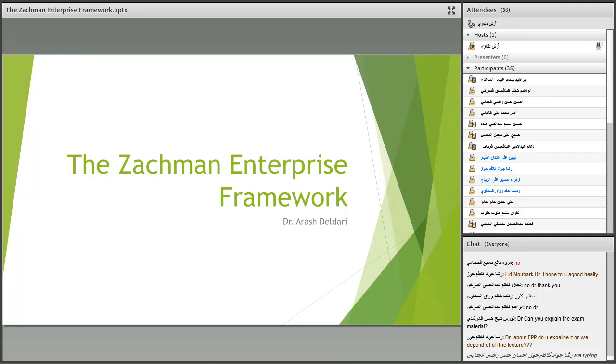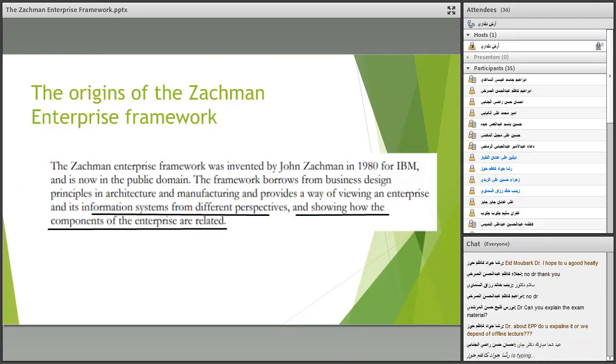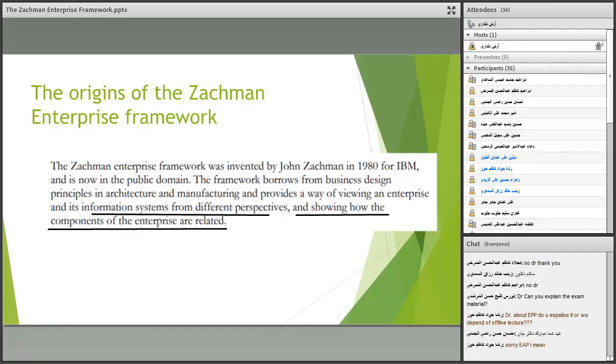The Zachman framework is a framework that you use for documenting your IT platform. As you know, the Zachman framework was invented by John Zachman in 1980 for IBM.